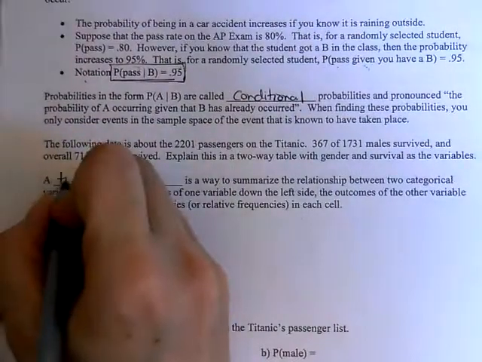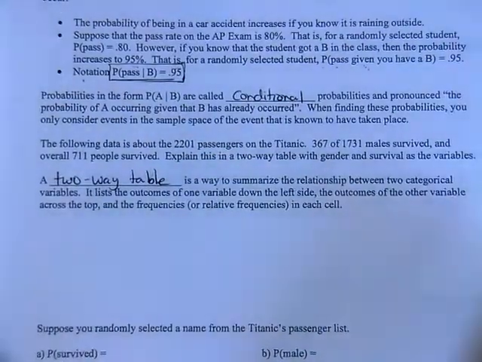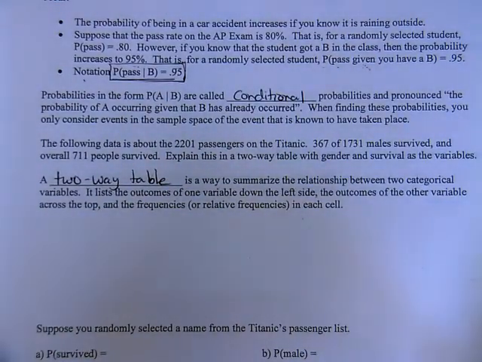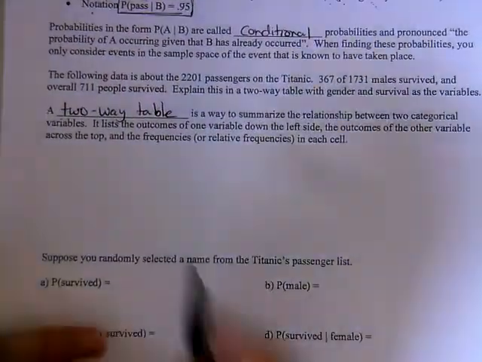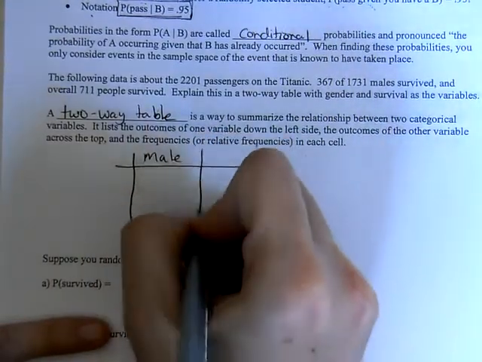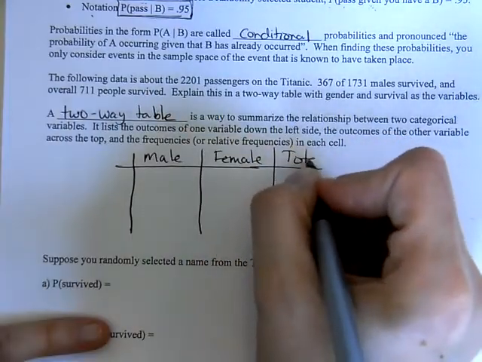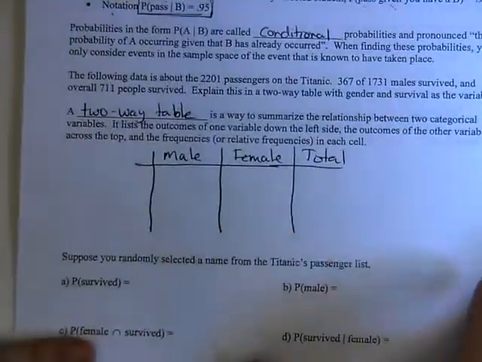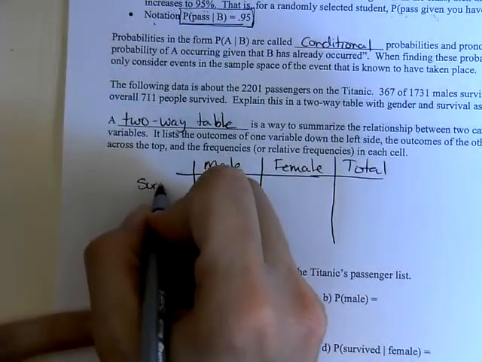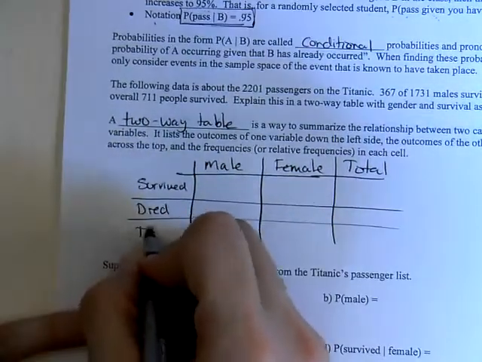So a two-way table, you'll see a lot of those. We've seen them before. It is a way to summarize the relationship between two categorical variables. It lists the outcomes of one variable down the left side, the outcomes of the other across the top, and the frequencies or the relative frequencies within each cell. So we're going to do gender. So we're going to have male, female, and I'm going to put a total column. They don't always have a total column, but for today it's going to be nicer. And then we're going to have they either survived the Titanic, they died, and then total.